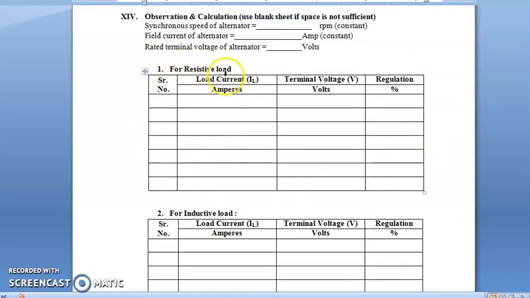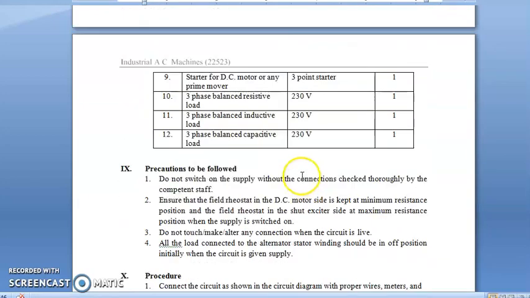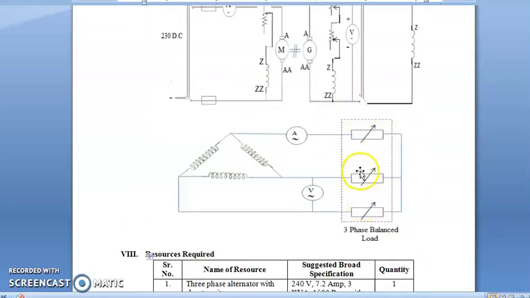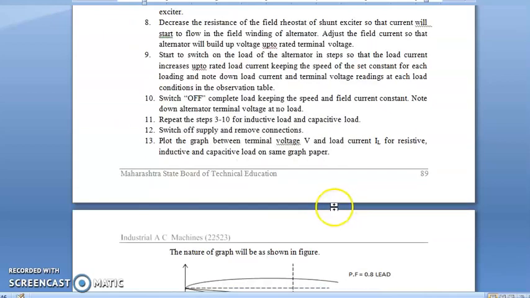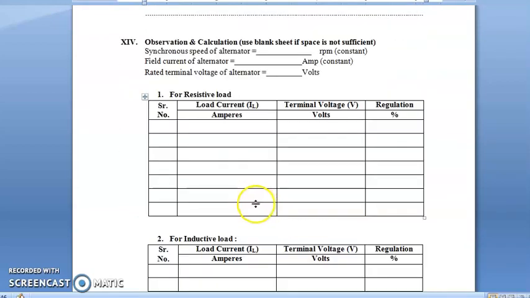For resistive load, what you need to do is connect the resistive load and switch it on, and gradually increase the load on the generator, and just measure the load current and terminal voltage. Once you connect the load here, you just switch on the load, and you should measure the current, that is the alternator current, and the terminal voltage. Okay, this is for the resistive load.